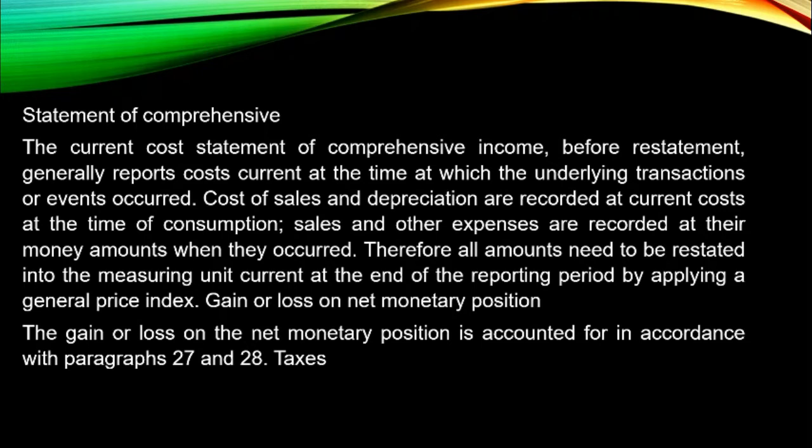The current cost statement of comprehensive income, before restatement, generally reports costs current at the time at which the underlying transactions or events occurred. The cost of sales and the depreciation are recorded at current cost at the time of consumption. Sales and other expenses are recorded at their money amounts when they are incurred. Therefore, all amounts need to be restated in the measuring unit current at the end of the reporting period by applying a general price index. The gain or loss on net monetary position is accounted for in accordance with this part.